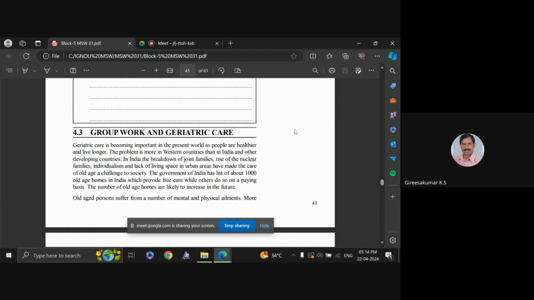Then group work and geriatric care. It's a state of affairs in India that old age homes are very few. These old people suffer in the streets also. We used to see in newspapers and in media that old people who are poor, even if they have money, their children may not be taking proper care also.